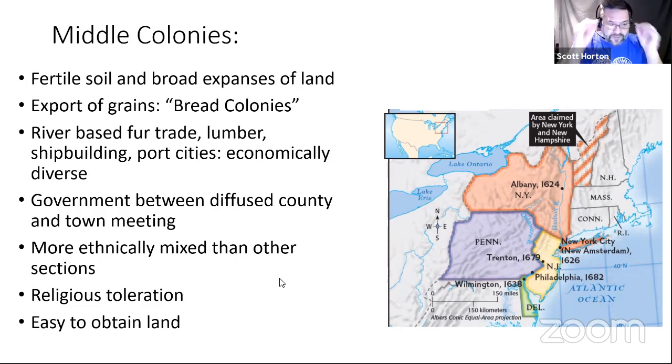I forgot to mention that they're not really interested in granting anybody else religious freedom. They wanted their own religious freedom. They weren't real tolerant of others. Pennsylvania, great example of a middle colony that is very tolerant. And of course, Rhode Island would be another one up in New England, but that's not a middle colony. So, trying not to confuse you here. Easy for them to obtain land.